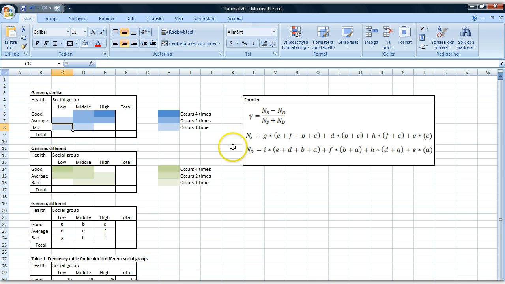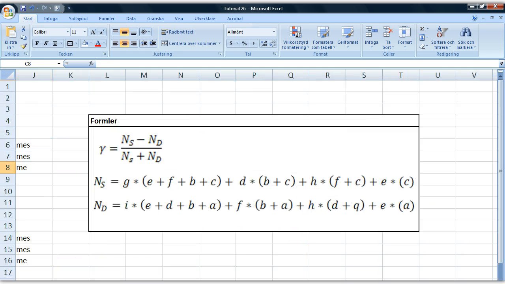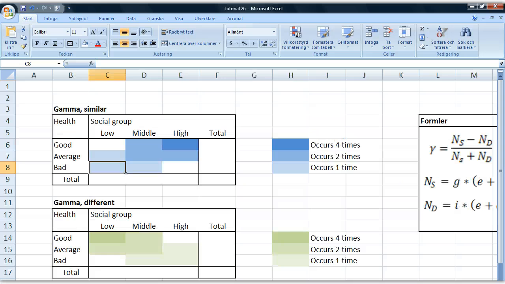So if we're taking a look at the formula, it includes a lot of calculations, as you can see. What it does is it takes ns minus nd and divides it by the total of ns plus nd. And what is ns and nd? Well, ns stands for n similar, so we have n similar pairs of frequencies minus nd, which is different pairs of observations. Now, what does that mean? Well, let's take a look.